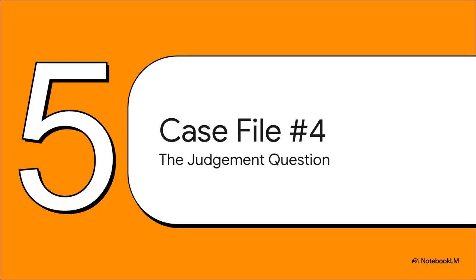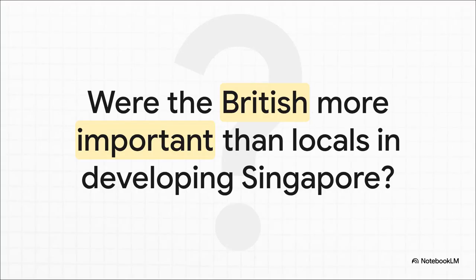And now, for our final and most challenging case, the judgment question. This is the big one. This is where you have to look at all the evidence from different sources and make a final call. The big question is this. Was the British government more important than local people in developing Singapore? This is not a simple yes or no question. You need to build a solid argument.